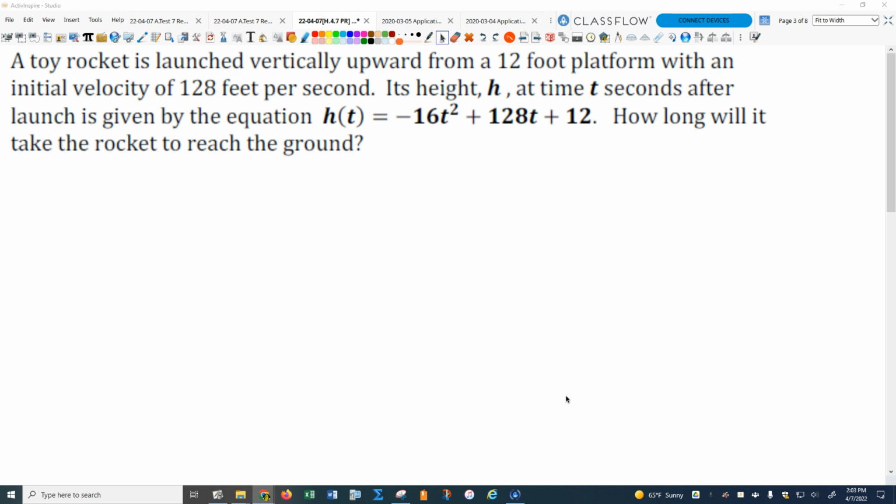So a toy rocket is launched vertically upward from a 12-foot platform with an initial velocity of 128 feet per second. Its height h at time t seconds after the launch is given by this quadratic function, right? How long will it take the rocket to reach the ground? So what do you think? How am I going to use that quadratic model to answer that question?